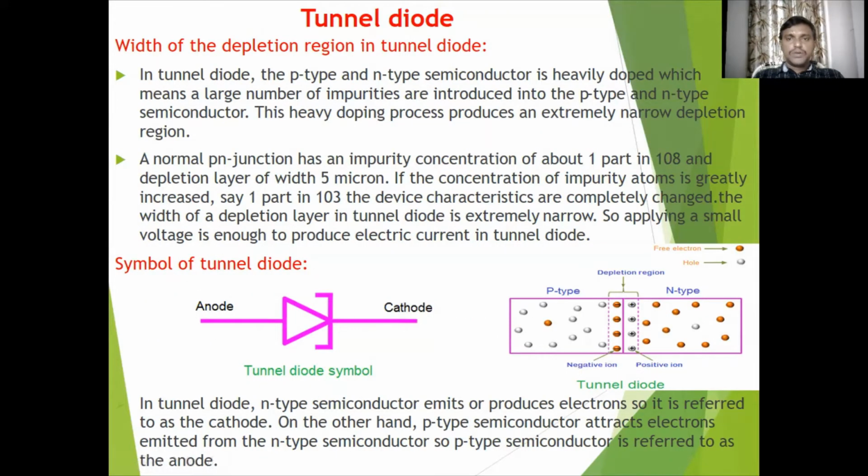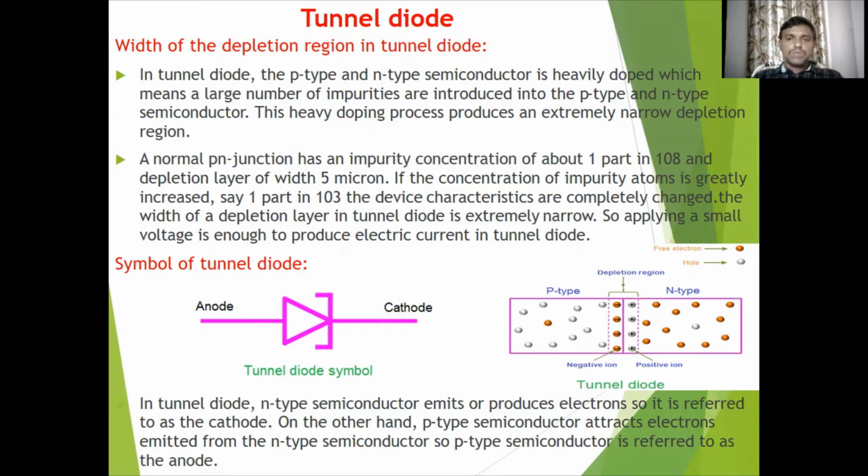A tunnel diode is nothing but a PN junction diode made of heavily doped p-type and n-type material. In a normal PN junction diode, one impurity atom is added for every 10^8 intrinsic semiconductor atoms, but here we add one atom for every 10^3. So there is a much greater increase in the doping process; that is, more impurities are added here.